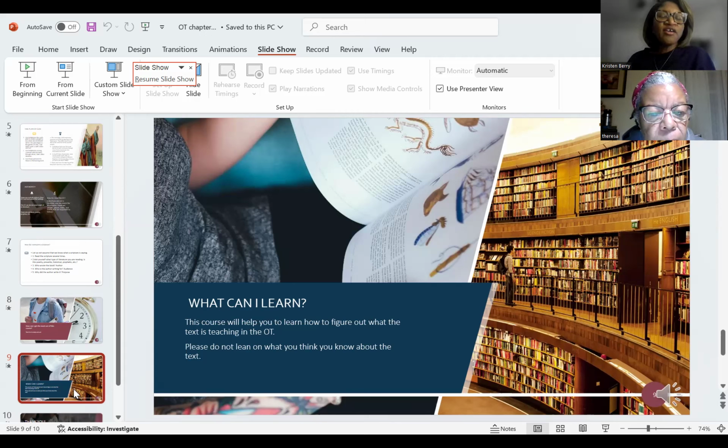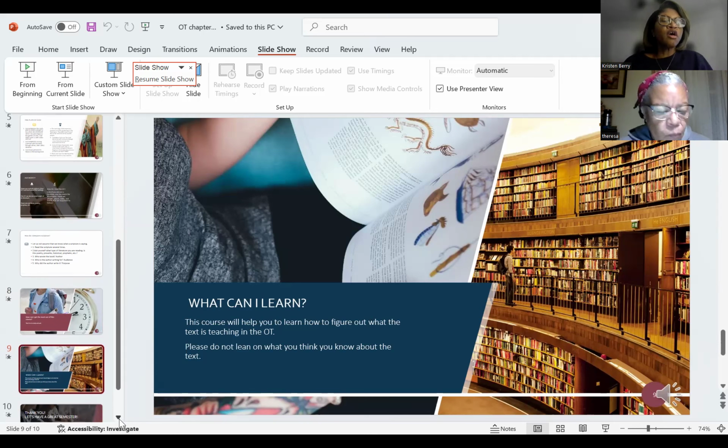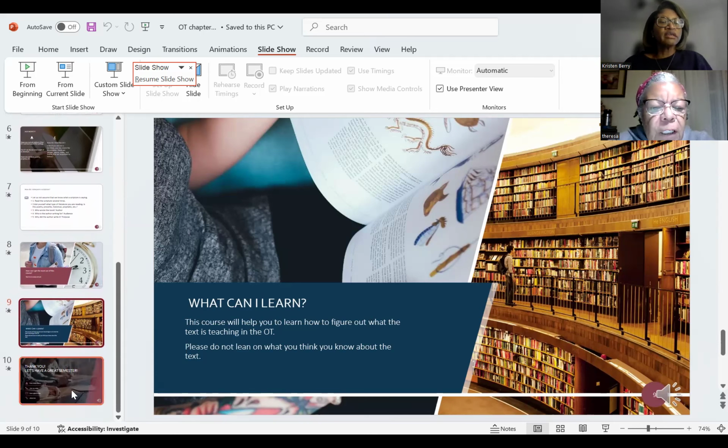All right. What can I learn? So this course is going to help you figure out what the text is teaching in the Old Testament. What is the text saying to me? What do I need to glean from this text? And remember, don't lean on what you think you know about the text. You might be right, but there could also be multiple ways of looking at something.